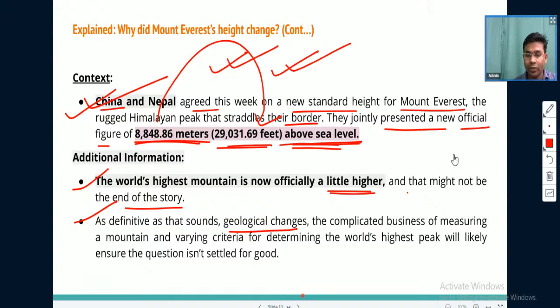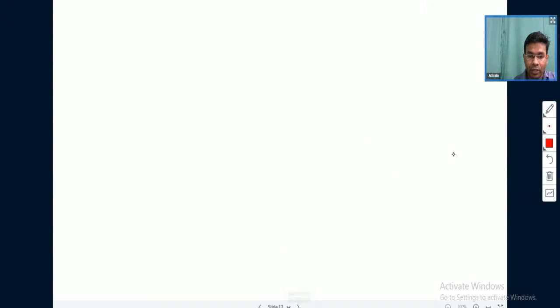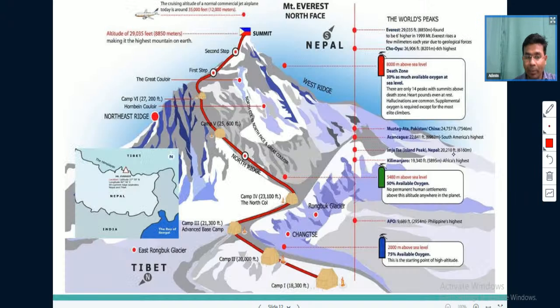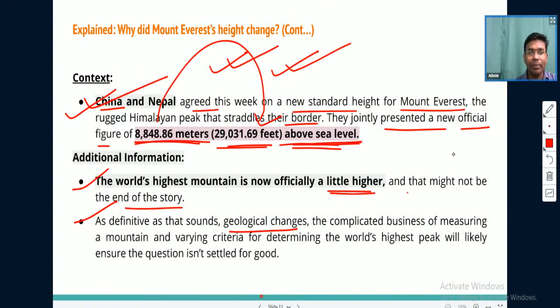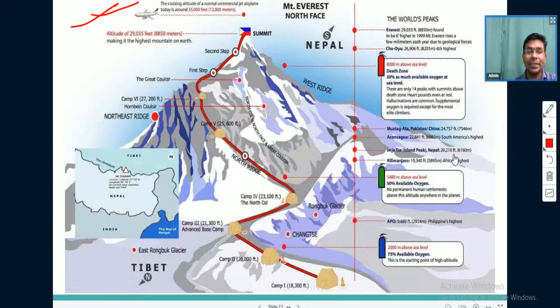So we will understand a little more about it. I have included an infographic for you. In your free time, you can pause this video and learn about it. As I said, the height of Mount Everest is 29,031.69 feet above sea level.